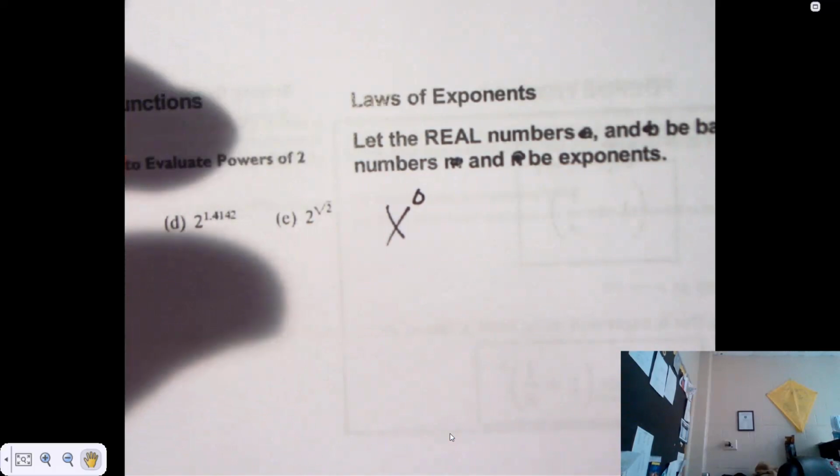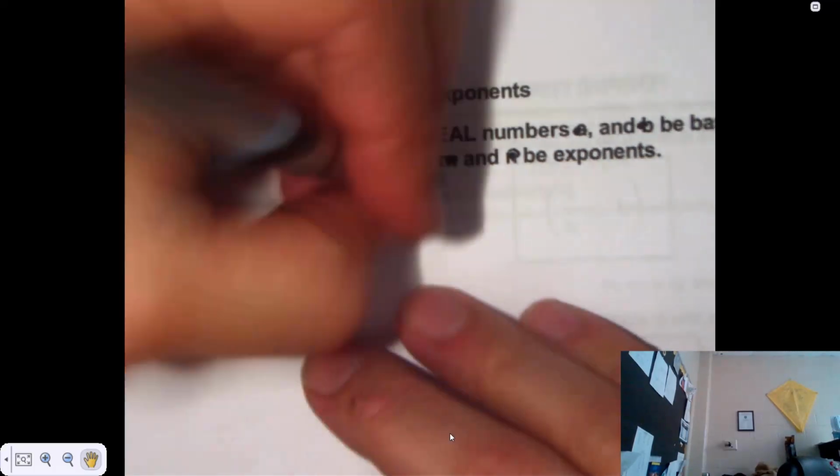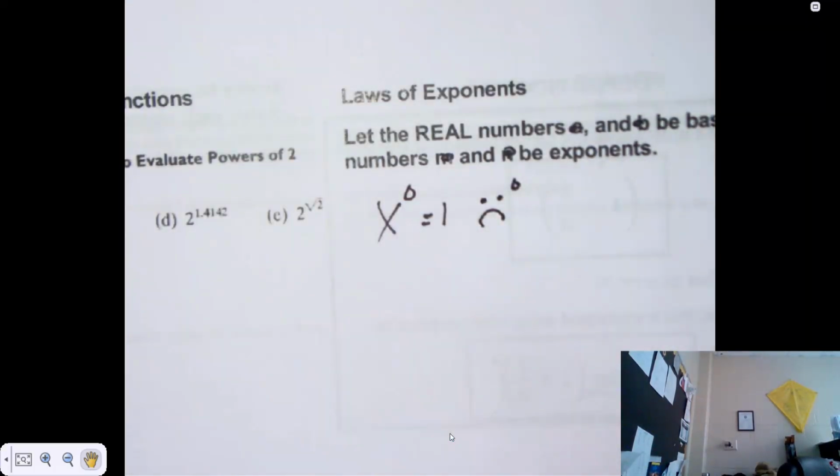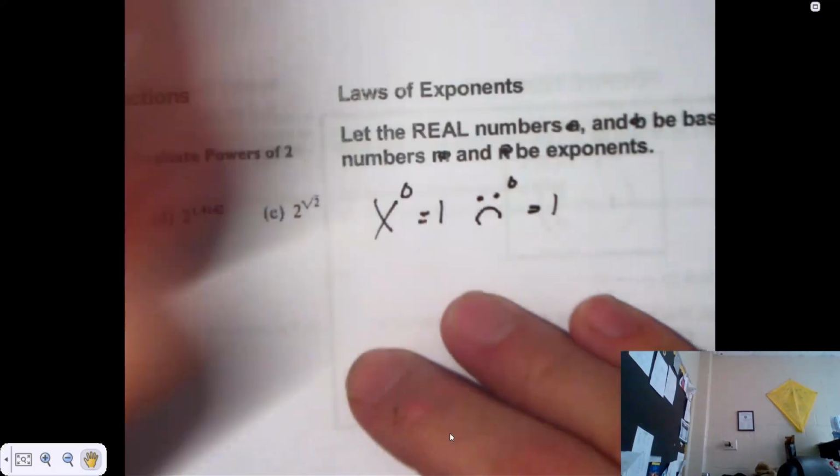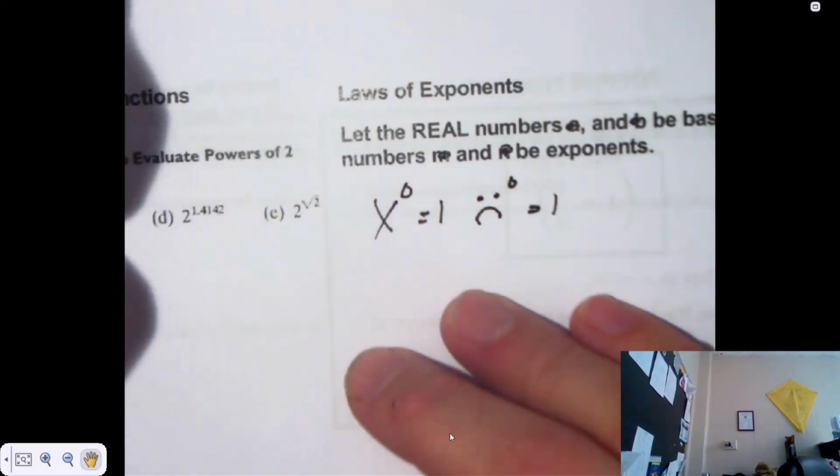So this is going over the laws of exponents here. Let's start off with something easy. I don't really want to use a and b, nor do I want to use m and n. What is anything to the 0th power? 1. If you take a frowny face and you raise it to the 0th power, what do you still get? You still get 1. It doesn't matter what you take and raise it to the 0th power, it is 1.